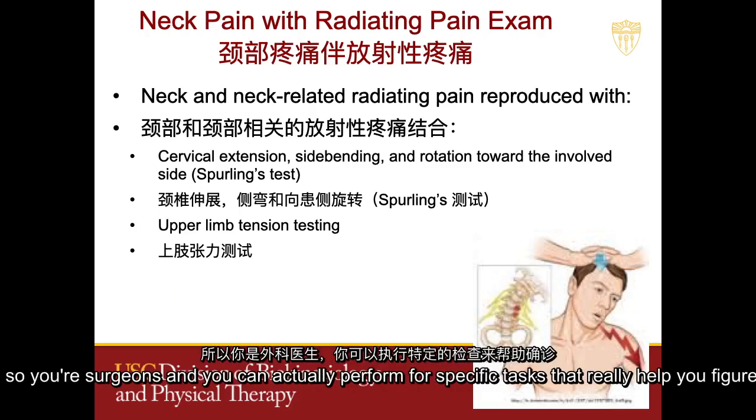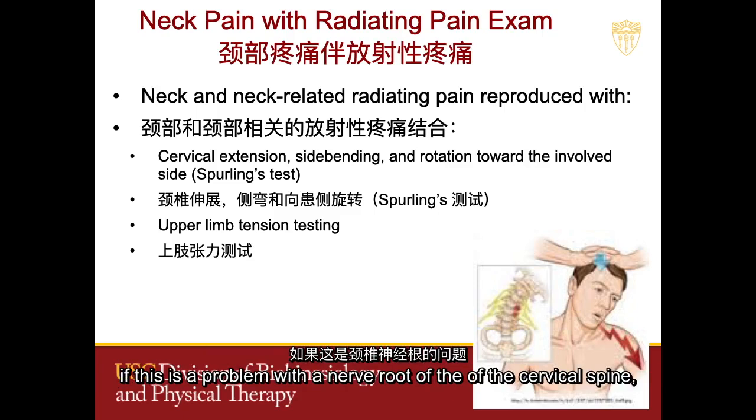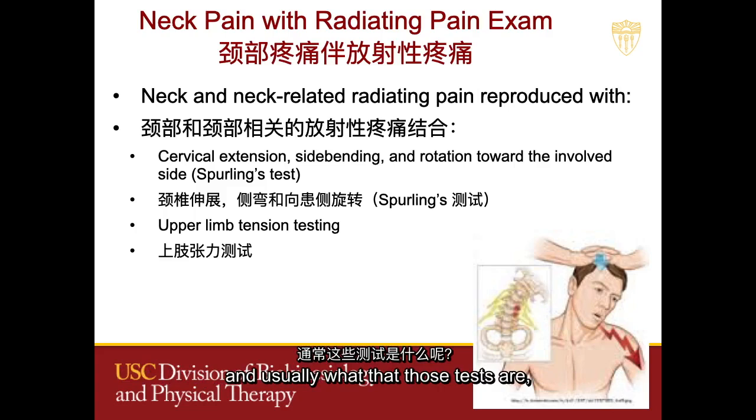And so your surgeons and you can actually perform 4 specific tests that really help you figure out if this is a problem with the nerve root of the cervical spine. And usually what those tests are is, the first one is what's called a Sperling's test. And you'll see a picture of that test here.